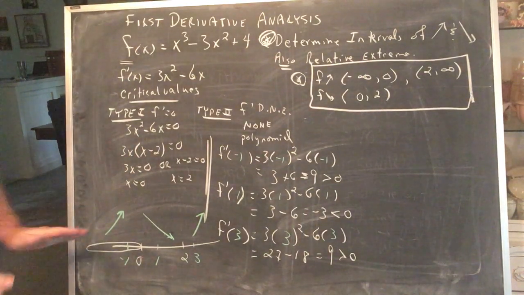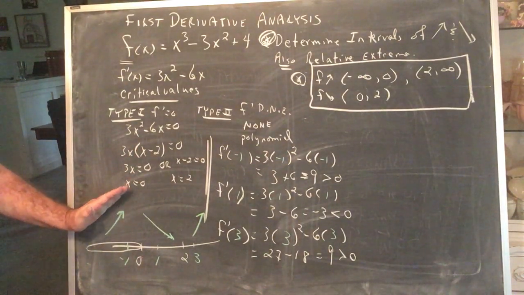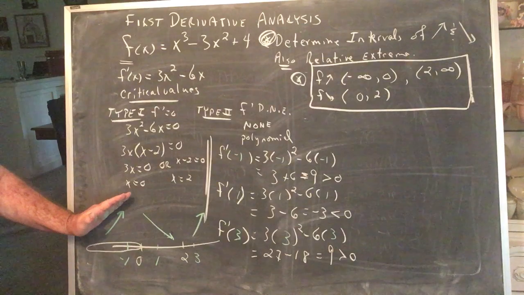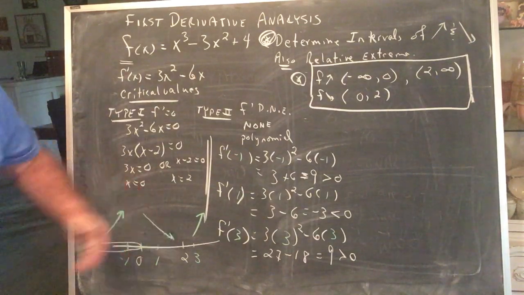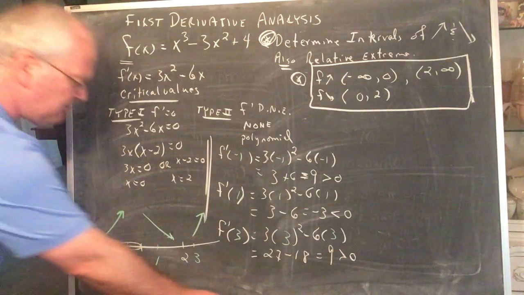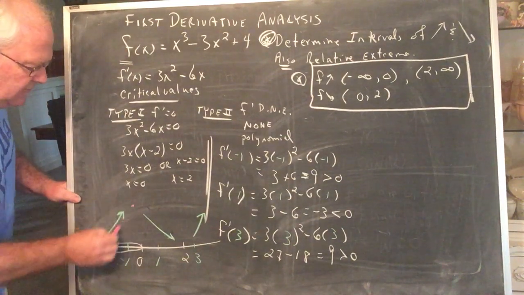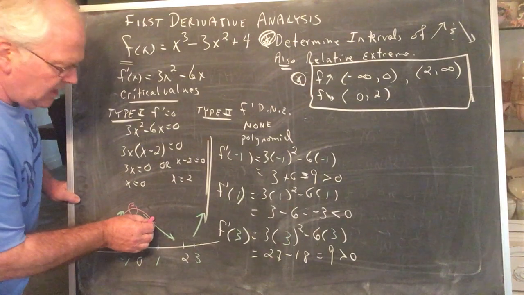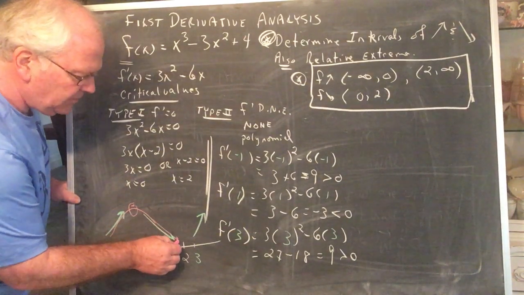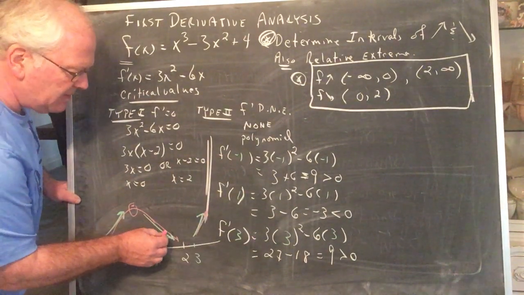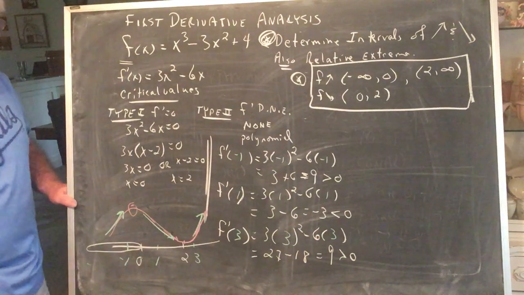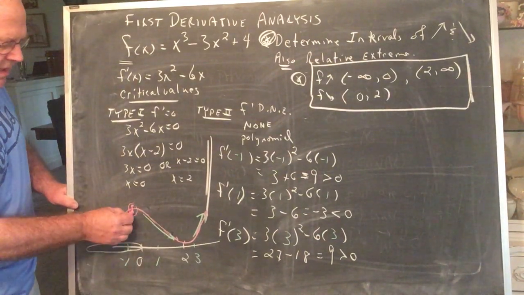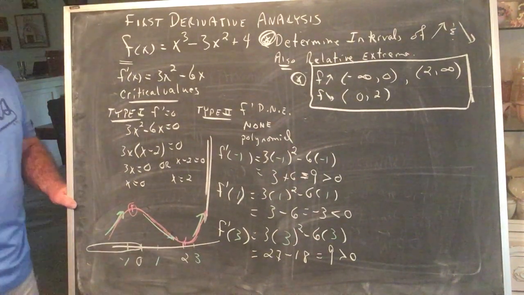Now, notice the curve is going uphill from negative infinity to 0 in this interval, and then changes to going downhill. That must mean at some particular point, you must have reached the top of the hill. And then similarly, this is going downhill. This is now going uphill. Somehow you must have hit the bottom of the valley. So this is the top of the hill, and then this is the bottom of the valley.